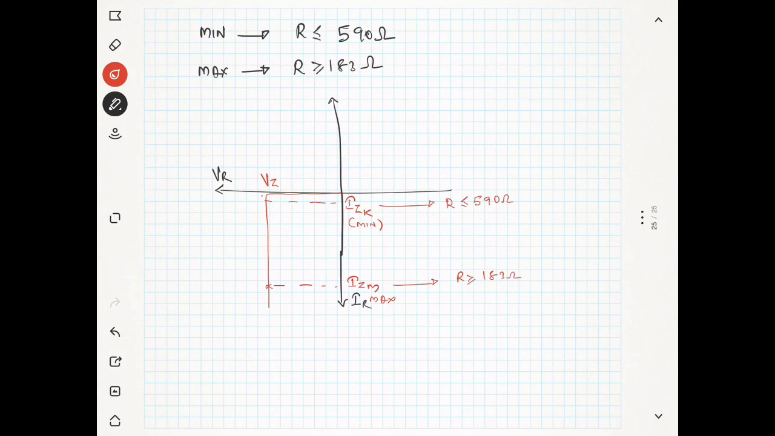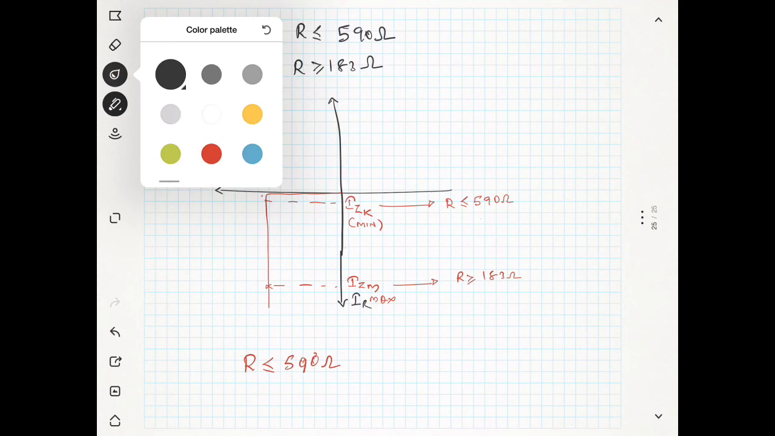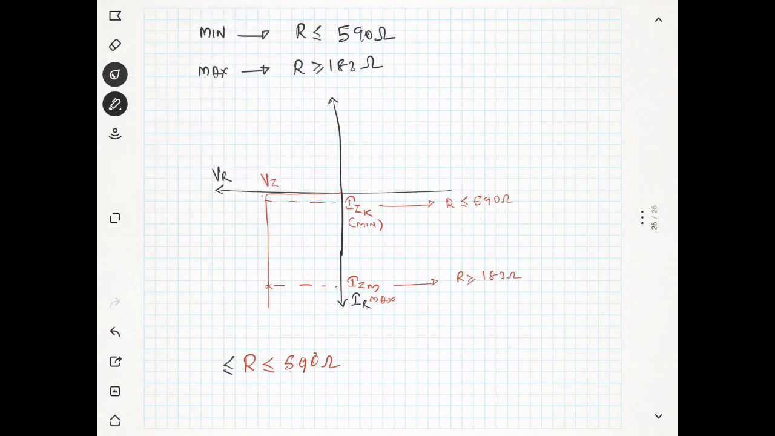Now, if you put a low resistance, for example 100 ohms, if you reduce the resistance, the current will increase. Then what will happen? The current through the Zener diode also will increase and it will damage the Zener diode. So our condition is that R should be less than or equal to 590 ohms and R should be greater than 183 ohms.